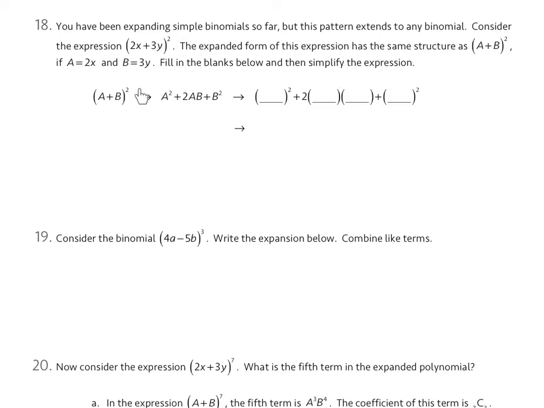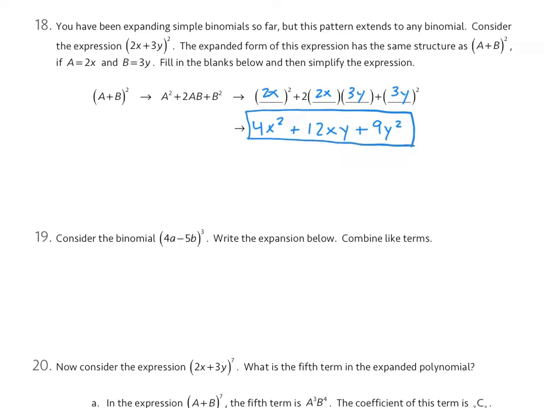So (a + b)² we know is a² + 2ab + b². And right here we can just fill in what we have substituted for a and b. a is 2x and b is 3y. Now I'll simplify this as much as I can. And there I have the simplified form of (2x + 3y)².